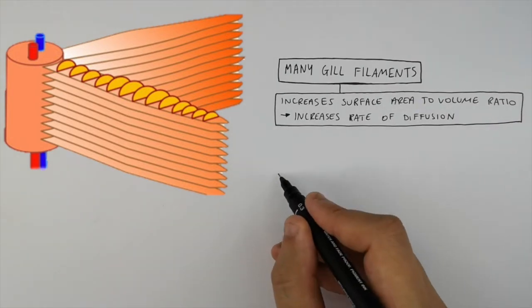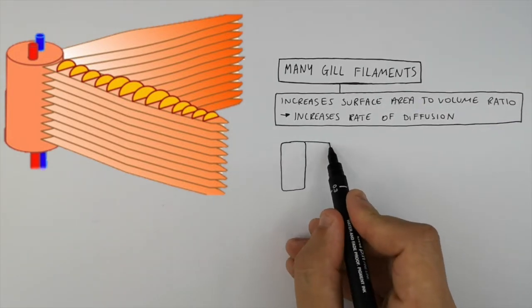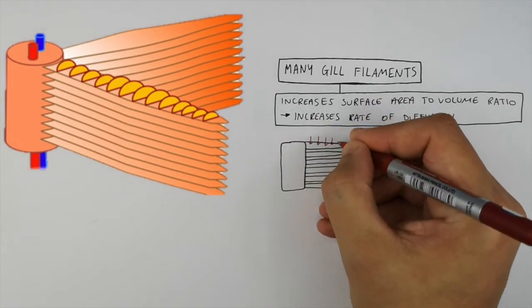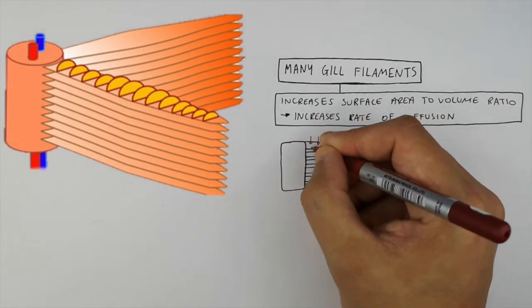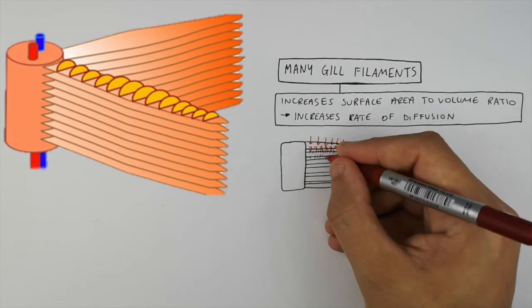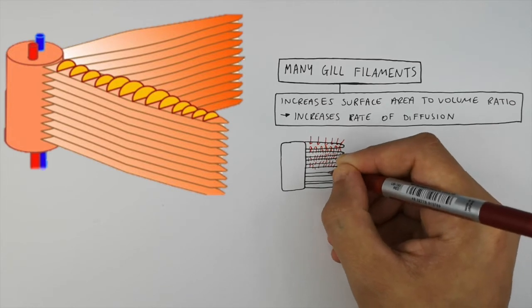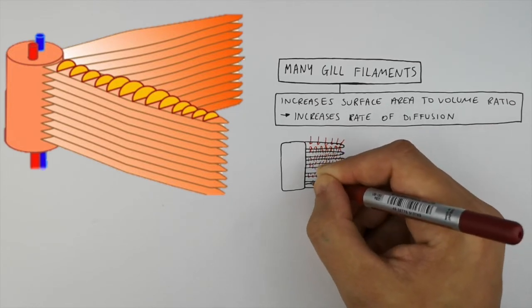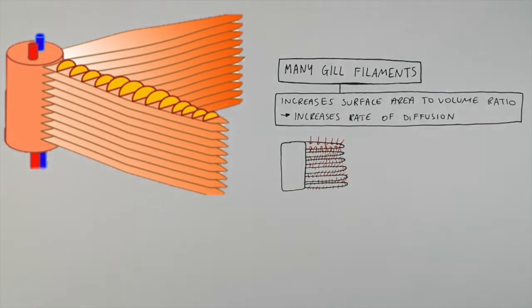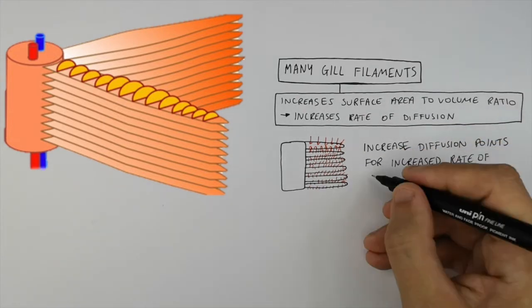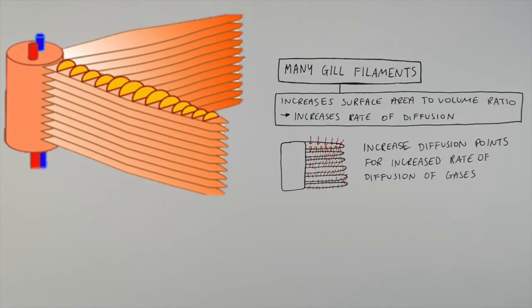This is a side-on view of the gill, and you can see here the gill filaments. So the gill filaments act to increase the surface area to volume ratio, which will therefore increase the rate of diffusion, because as you can see here, there are more diffusion points for oxygen to diffuse into the blood and carbon dioxide to diffuse out of the blood. So the gill filaments increase diffusion points for increased rates of diffusion of gases into and out of the water.